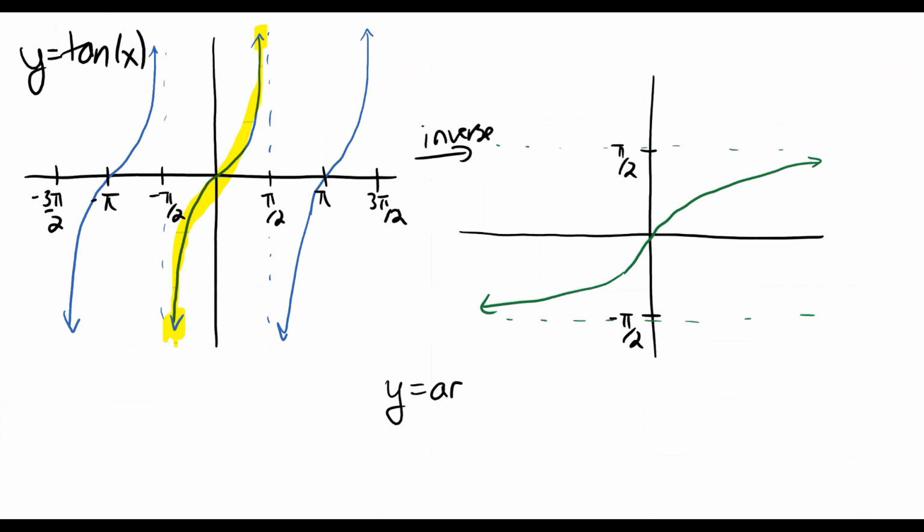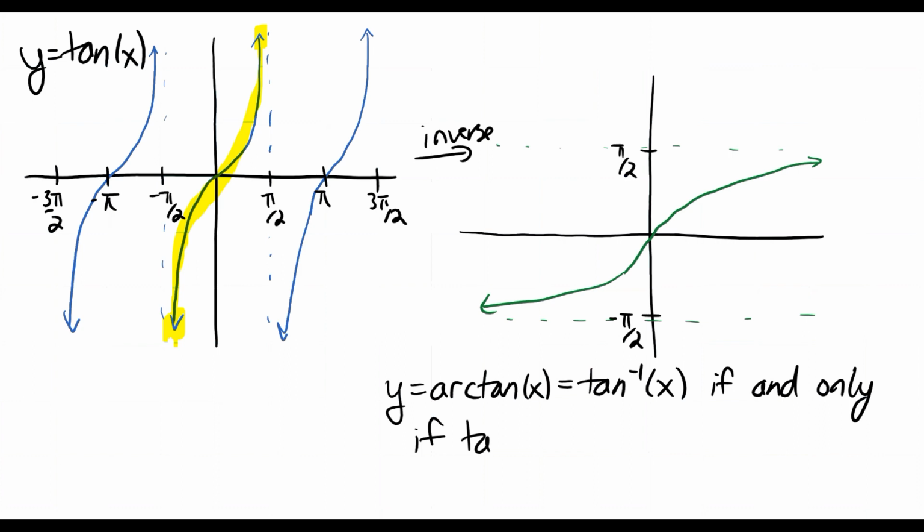So, y equals arctan of x, or inverse tangent of x, if and only if tangent of y equals x and y is bounded between minus pi over 2 and pi over 2.